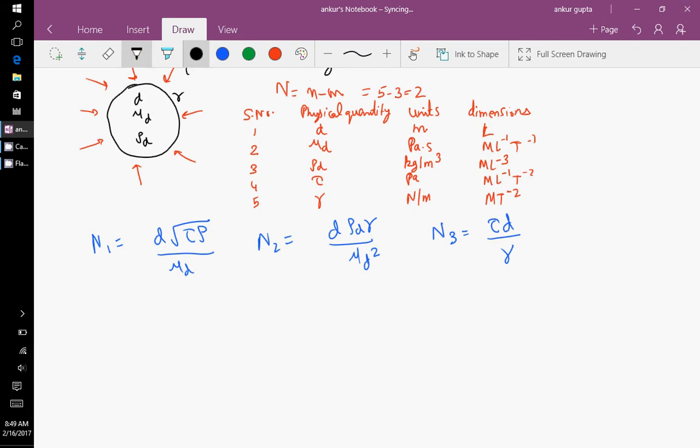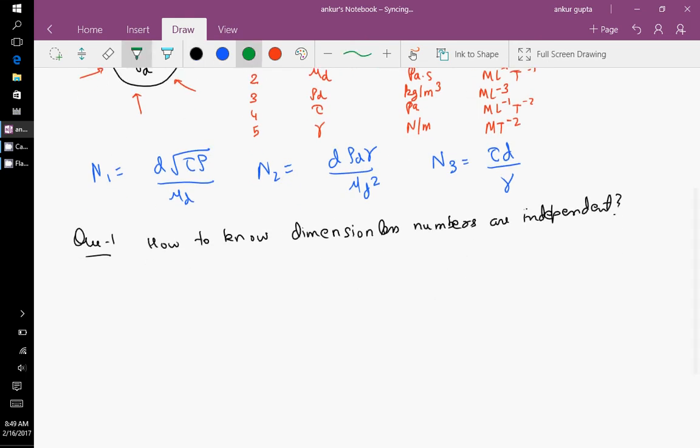Okay, so the first question that we will try to address is how to know dimensionless numbers are independent. The easiest way to think about this question is we should first look at the variables they are spanning. So the first part of the answer is that we should look at the variables they are spanning. So the variables in the dimensionless numbers should be different.